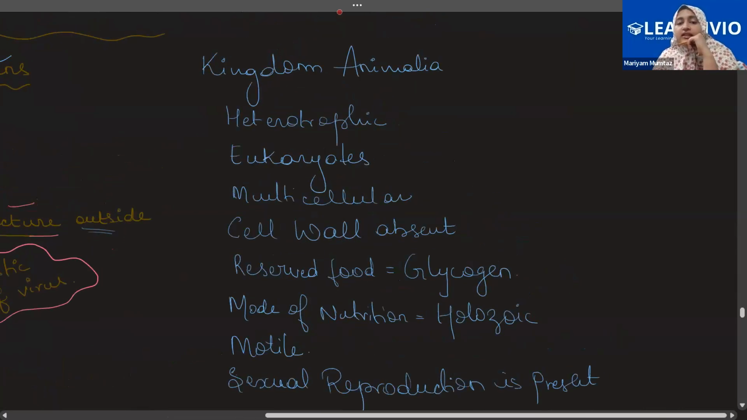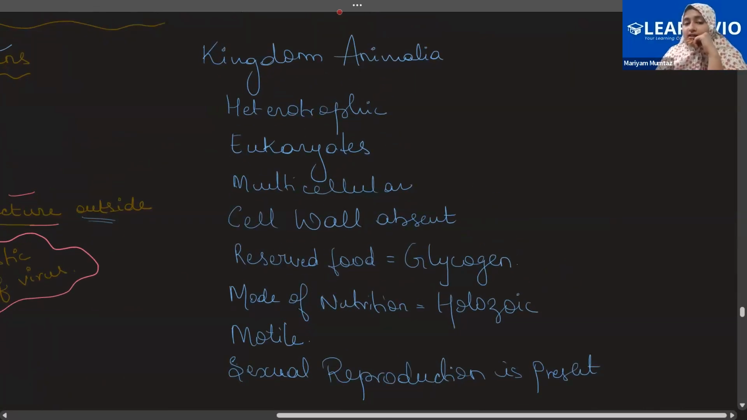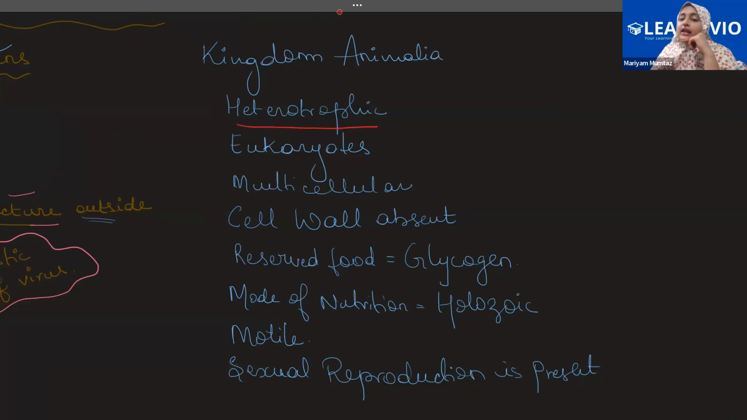Talking about the kingdom Animalia, all the organisms here are heterotrophic. They cannot make their own food. They are dependent directly or indirectly on the plants. All of them are eukaryotic, and all of them are multicellular. None of them is unicellular in kingdom Animalia. The cell wall is absent. The reserve food material for animals is glycogen. Do you know what is the reserve food material of plants? Starch.